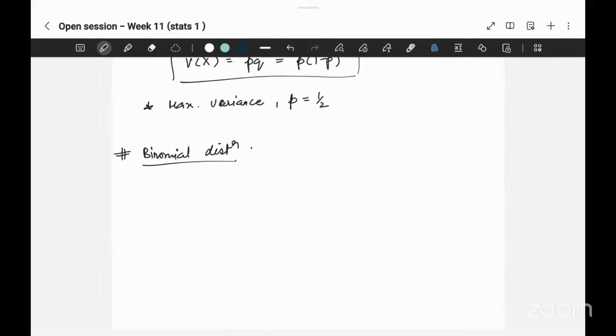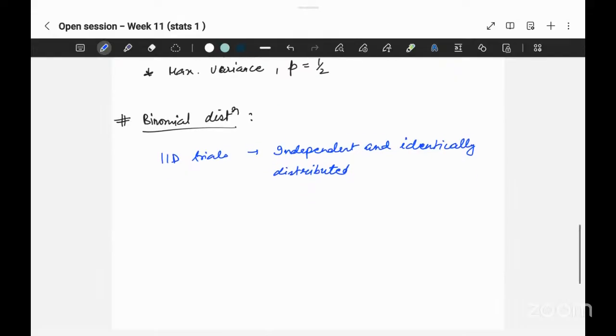Okay. So what is a binomial distribution? Before that, there is one topic which is known as IID trials. Okay. What is IID? IID means independent and identically distributed trials. Like from the definition, or from the heading, can you tell me what you mean by IID trials? The outcomes are independent, ma'am.